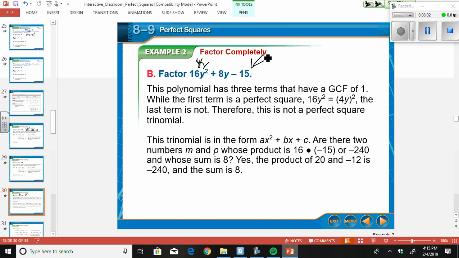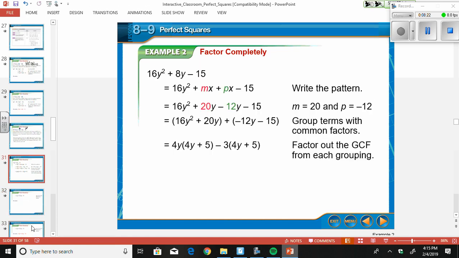So the numbers m and p, the product is 16 times negative 15 or negative 240, and the sum is 8. The product of 20 and negative 12 is negative 240, and the sum is 8. So you have 3 terms. Well, the first term is a perfect square. The last one is not, therefore this is not a perfect square trinomial. It is probably factorable.